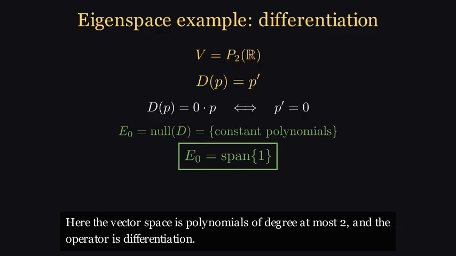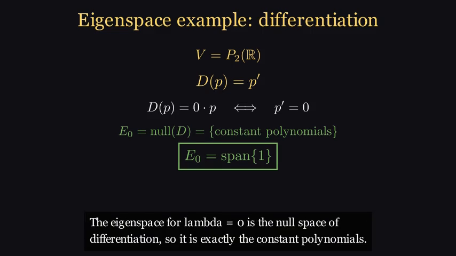Here the vector space is polynomials of degree at most 2, and the operator is differentiation. The eigenspace for lambda equals 0 is the null space of differentiation. So it is exactly the constant polynomials.